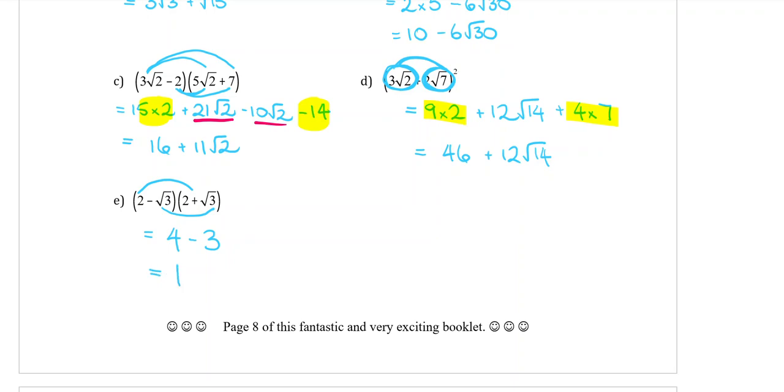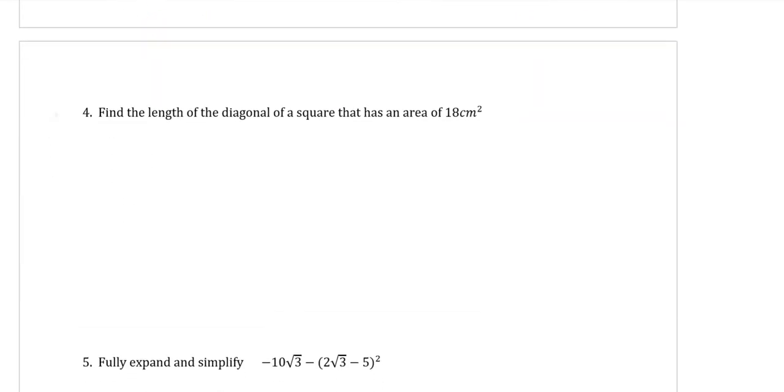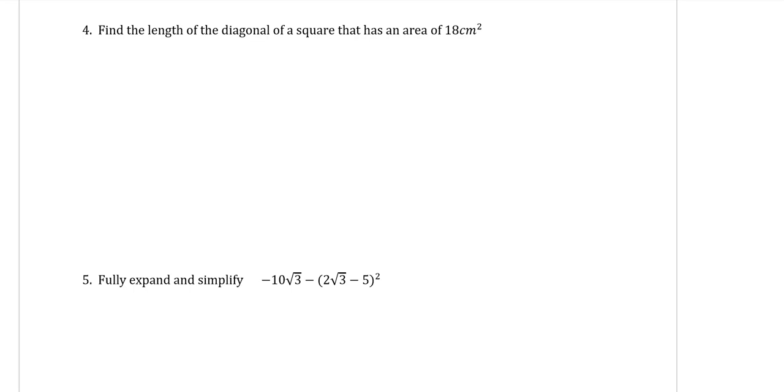Okay, so they're all your surd skills for today, but let's see a couple more challenging ones on the next page. Question 4. Find the length of the diagonal of a square that has an area of 18 centimetres squared. So here is my square. It has an area of 18 centimetres squared. And I want to try and find out the length of the diagonal. Let's draw that going across there.